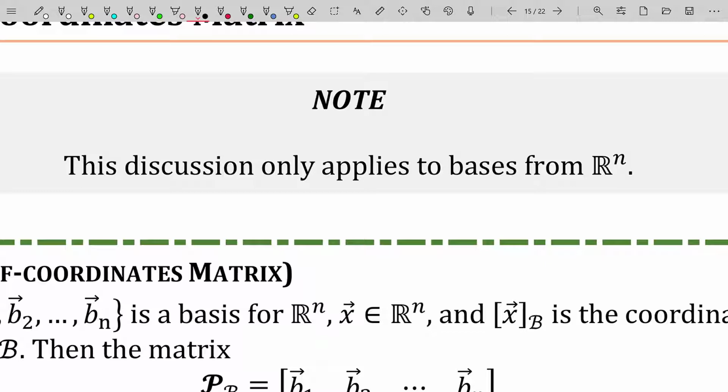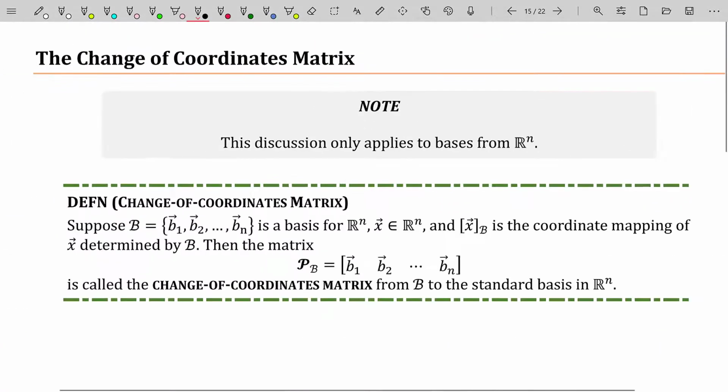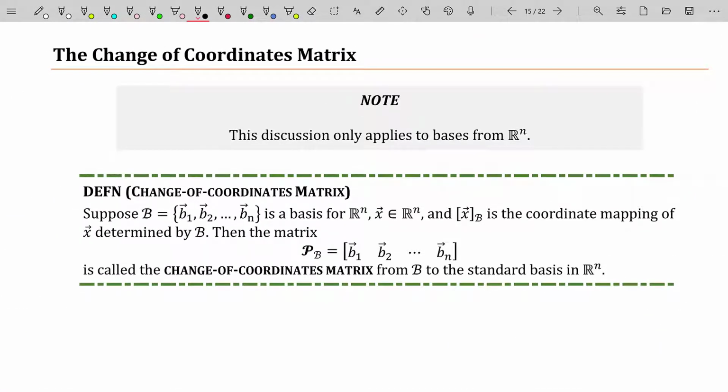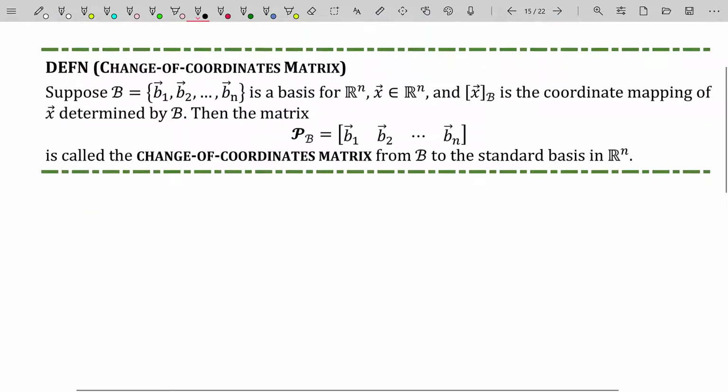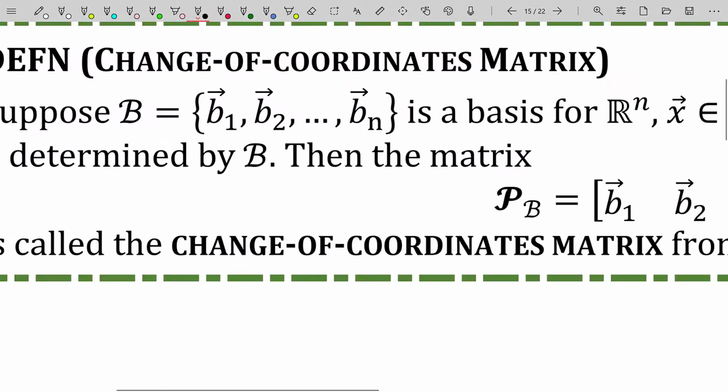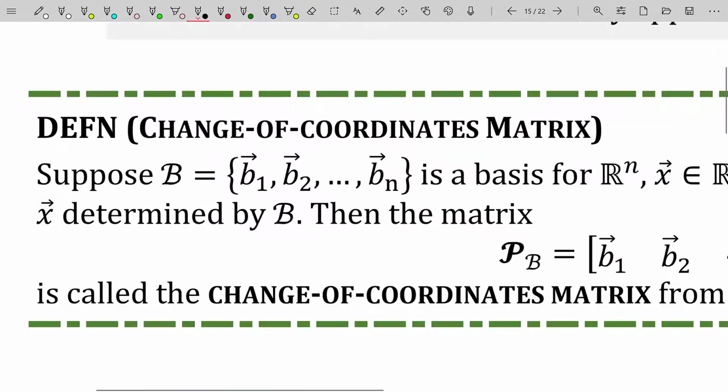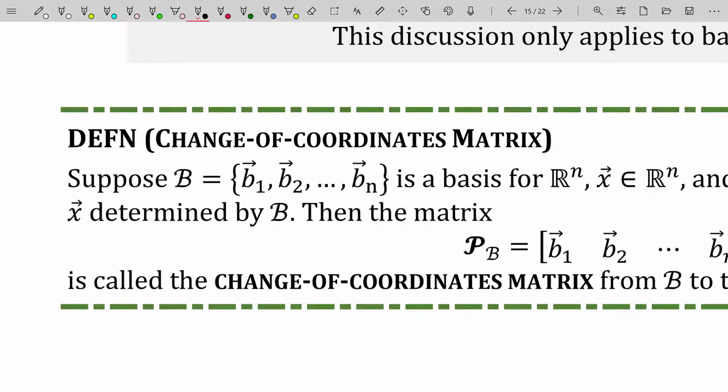So we're letting go of abstract vector spaces for the time being, just for this video, because all the theory here only really applies to changes from Rn to Rn. Let's define a change of coordinates matrix here. Suppose that we have a set of vectors which form a basis for Rn. And also suppose we have a vector x that's also from Rn.